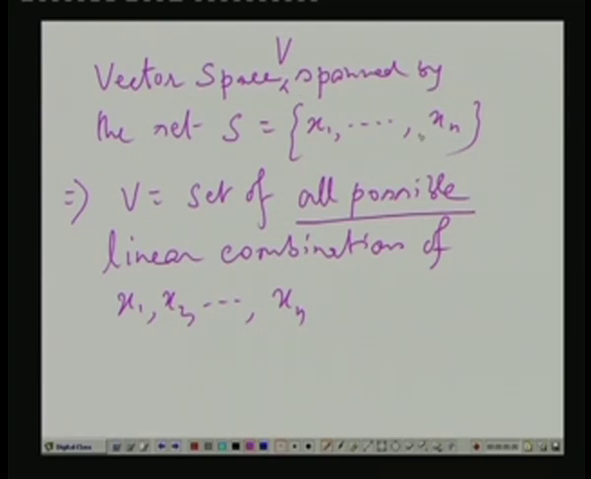Then given any particular vector, you can find its negative. What is the typical vector of V? C1 x1 plus C2 x2 plus dot dot dot plus Cn xn. What is the negative of that? Wherever you have C1, take it minus C1. Wherever you have C2, take it minus C2, and like that. So it's again another linear combination. Coefficients are just reversing their sign, but since V consists of all possible linear combinations, this one also is a member of V. So the negative of each vector remains in V.